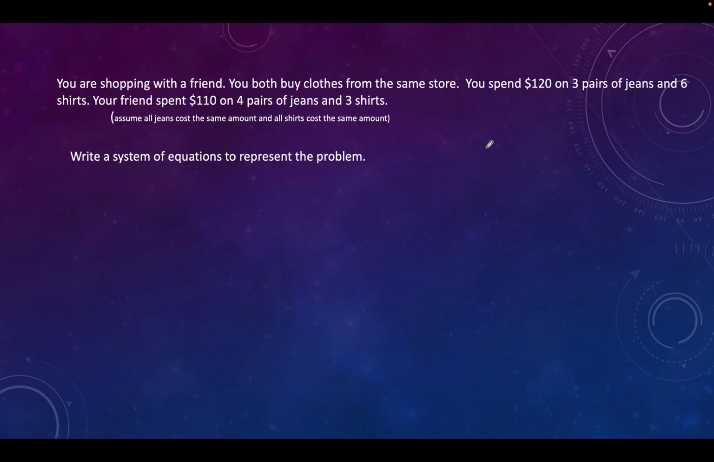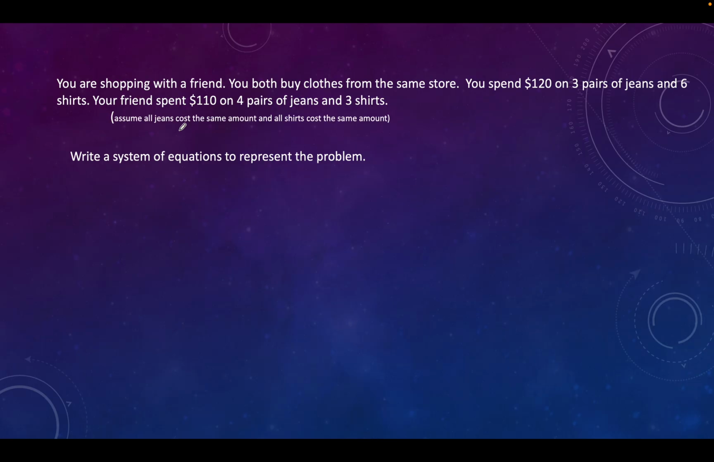We have a word problem. You are shopping with a friend. You both buy clothes from the same store. You spend $120 on 3 pairs of jeans and 6 shirts. Your friend spent $110 on 4 pairs of jeans and 3 shirts. We're assuming that all the jeans cost the same amount and all the shirts cost the same amount. That might not be the case when you go to the mall, but for the sake of this problem, let's assume that fact is true.